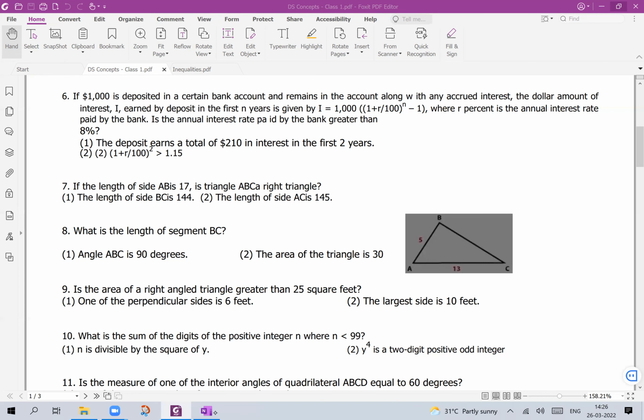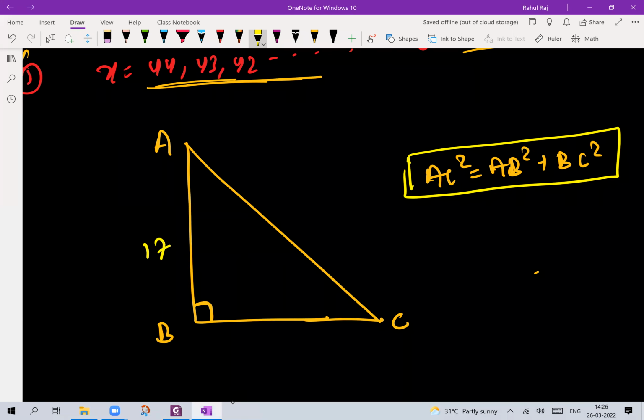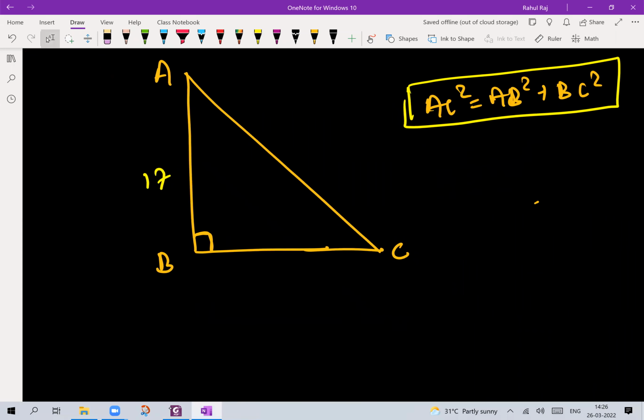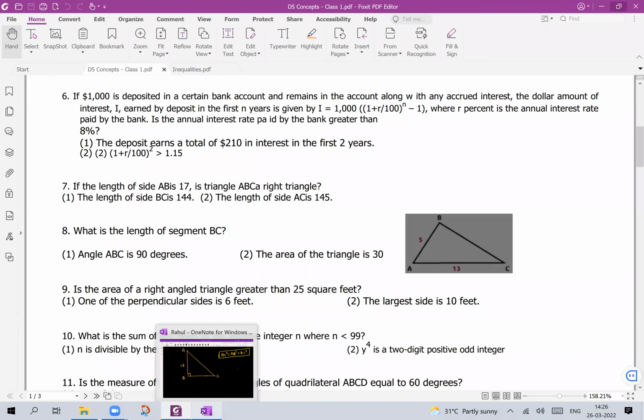It says that if the length of AB is 17, this is 17 for sure. And it says this triangle ABC is a right angle triangle. Option number 1 says BC is 144.